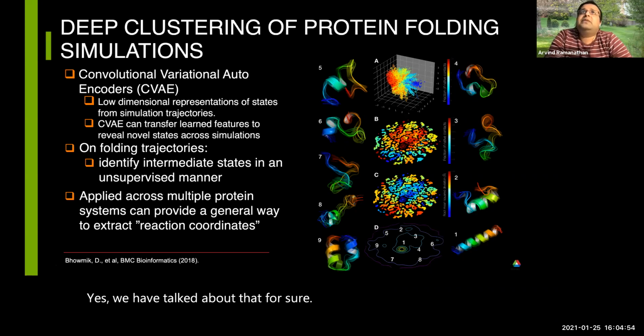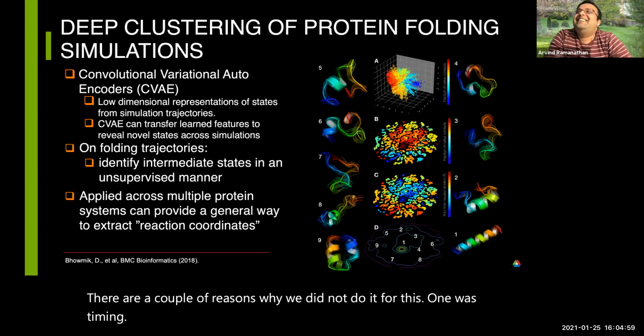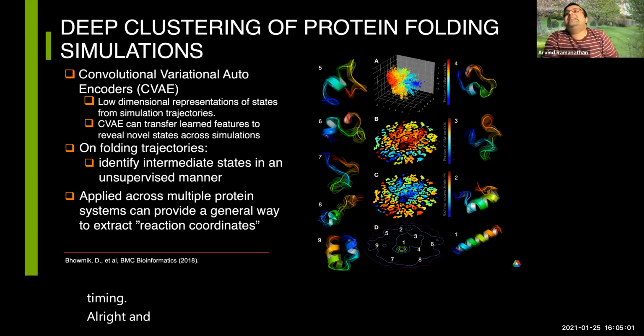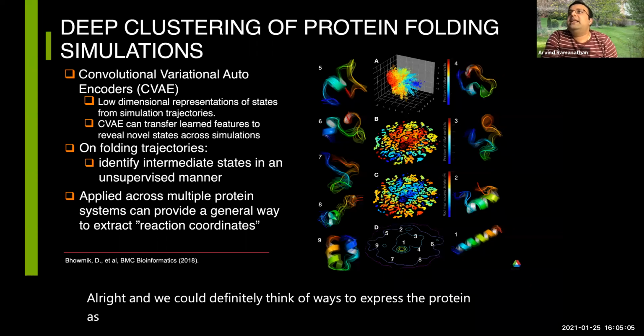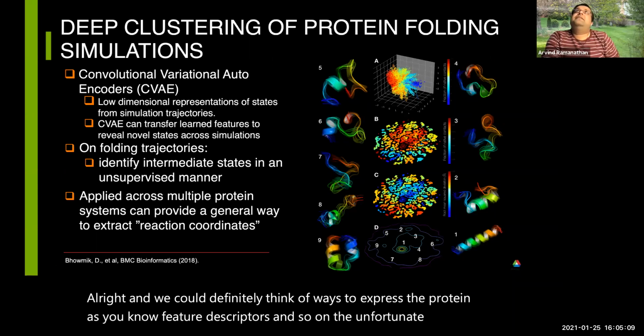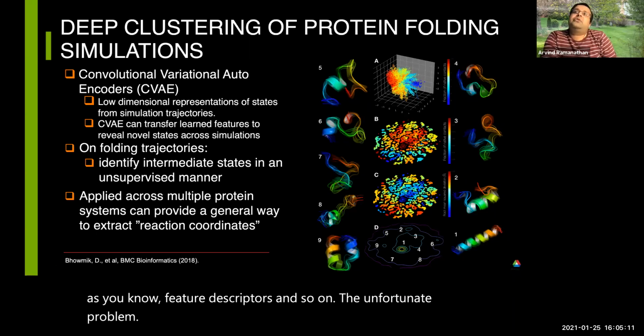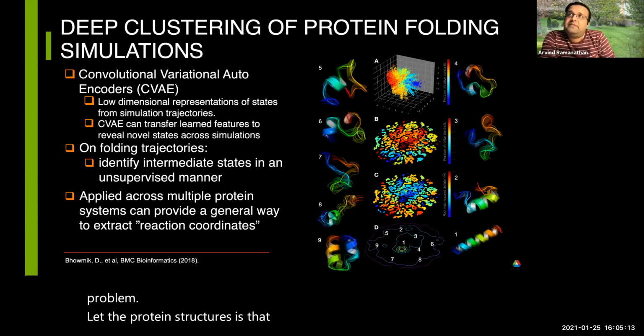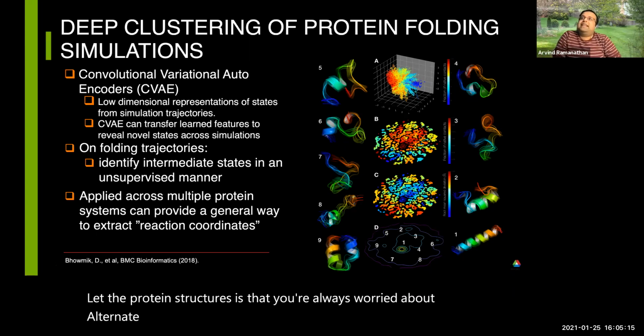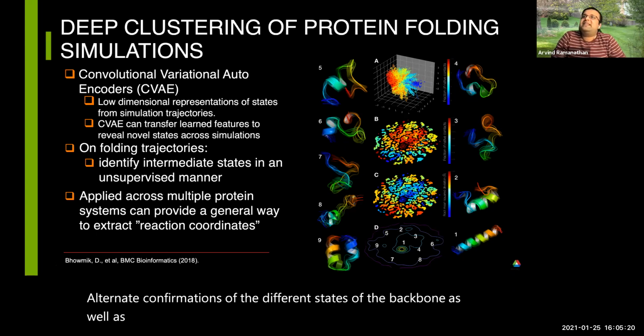There are a couple of reasons why we did not do it for this. One was timing, right? And we could definitely think of ways to express the protein as feature descriptors and so on. The unfortunate problem with protein structures is that you're always worried about alternate conformations of the different states, of the backbone as well as the side chain and what sort of things can go on. And encoding that information is a little bit more involved.